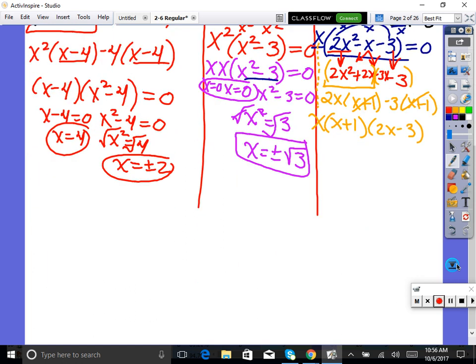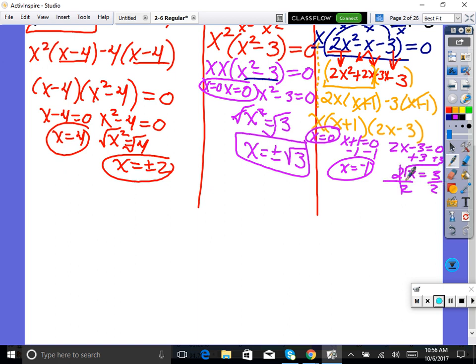Now, I can solve, because I'm going to set each of those equal to 0. So we have x equals 0, x plus 1 equals 0, and 2x minus 3 equals 0. Solve for x. There's one solution. And then add 3, add 3. So we have 2x equals 3. Next step. And then once again, we better check, was the original polynomial degree 3?